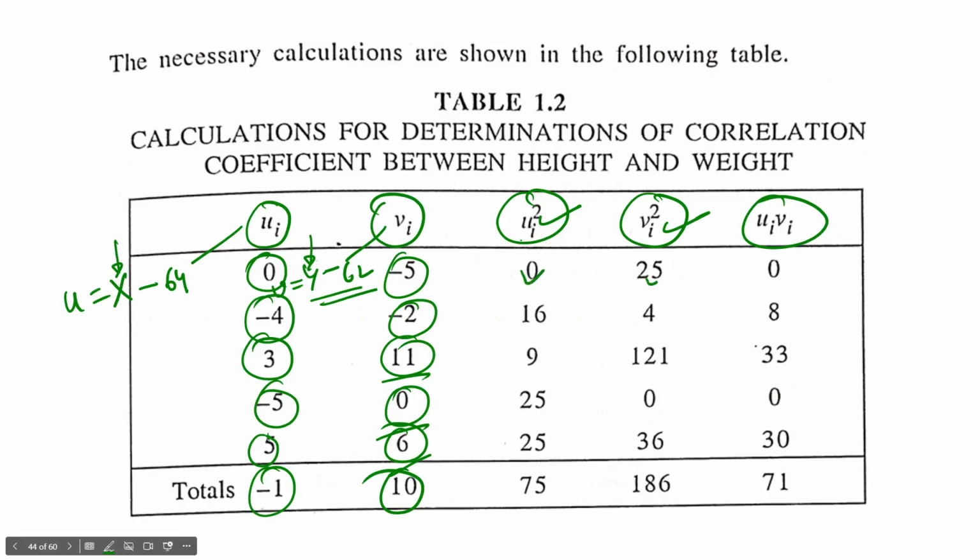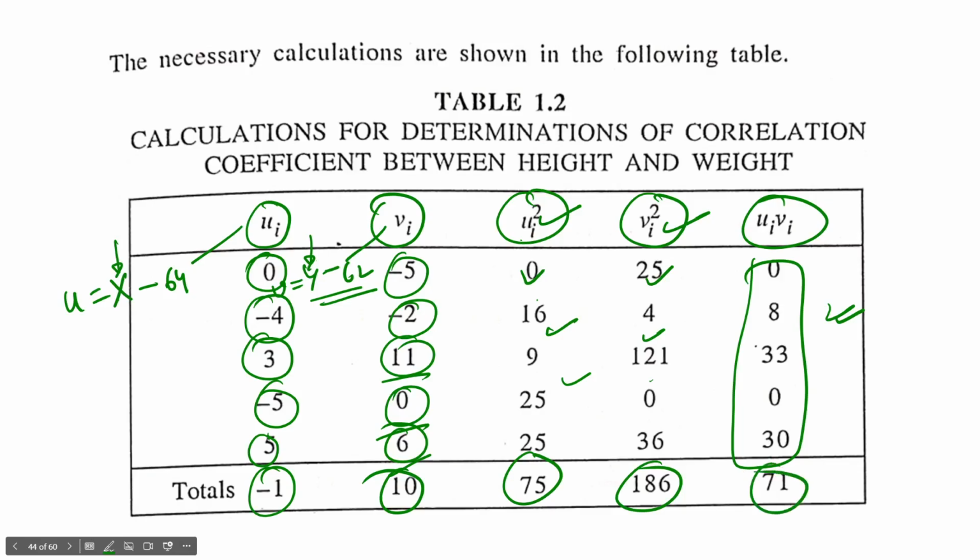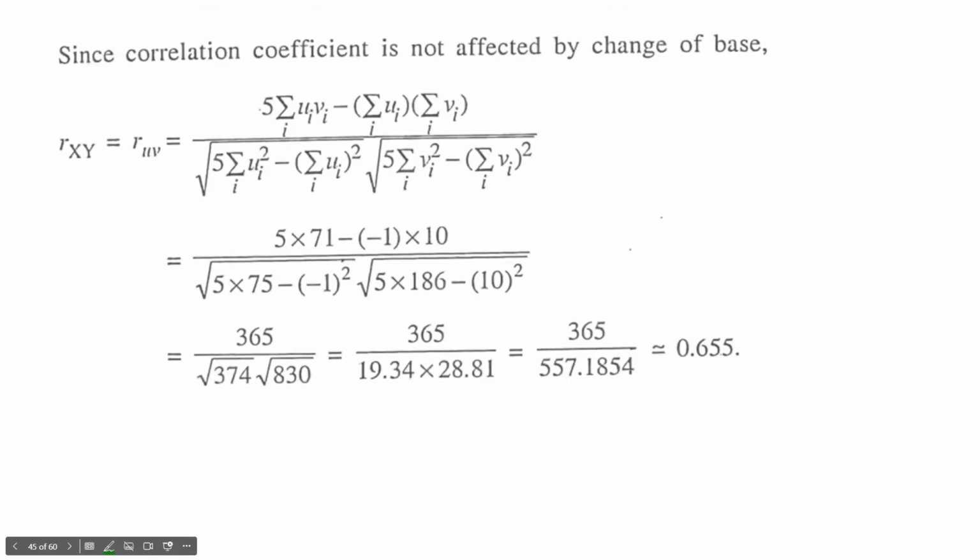So u square: 0, 25, 16, 4, like this. You have to calculate 75 and 186. Similarly you can calculate uv, and similarly you have to calculate the sum. Now how to calculate r after that?